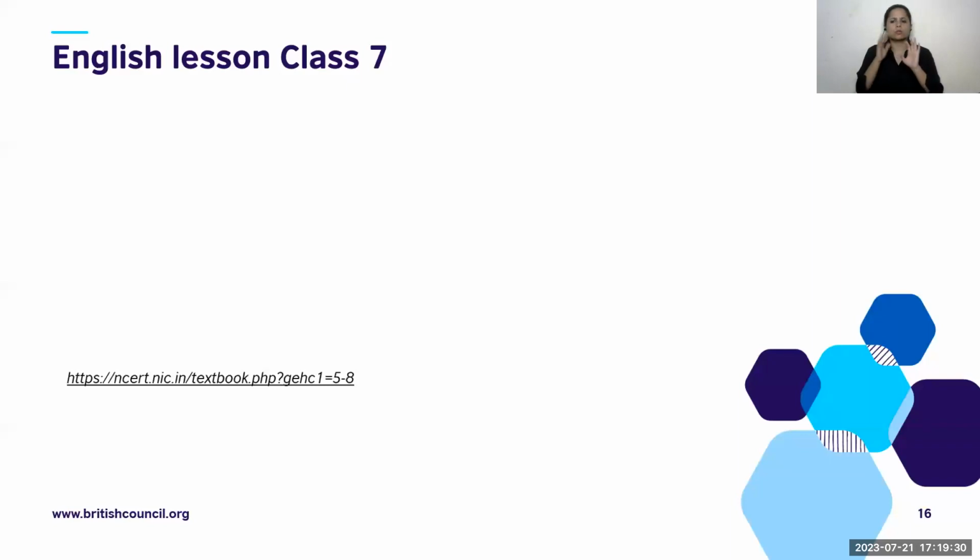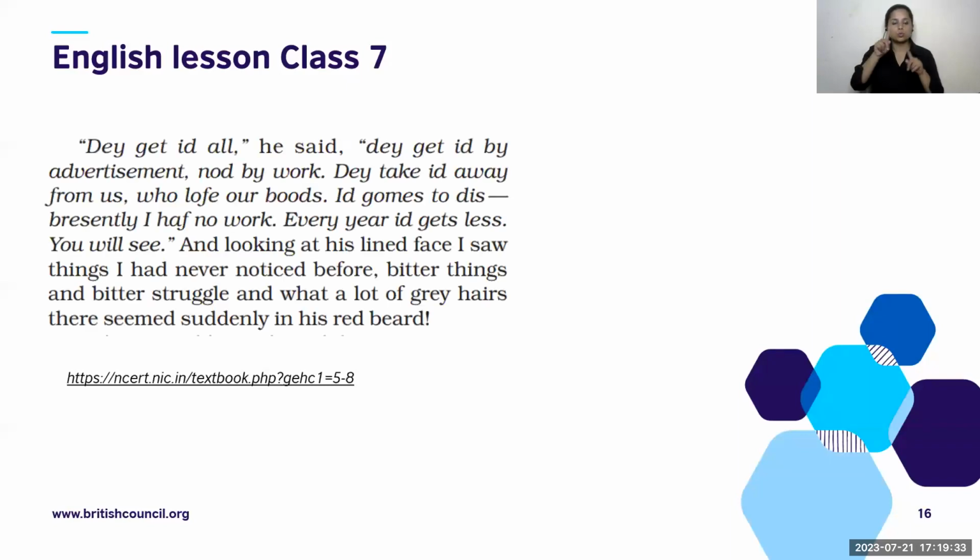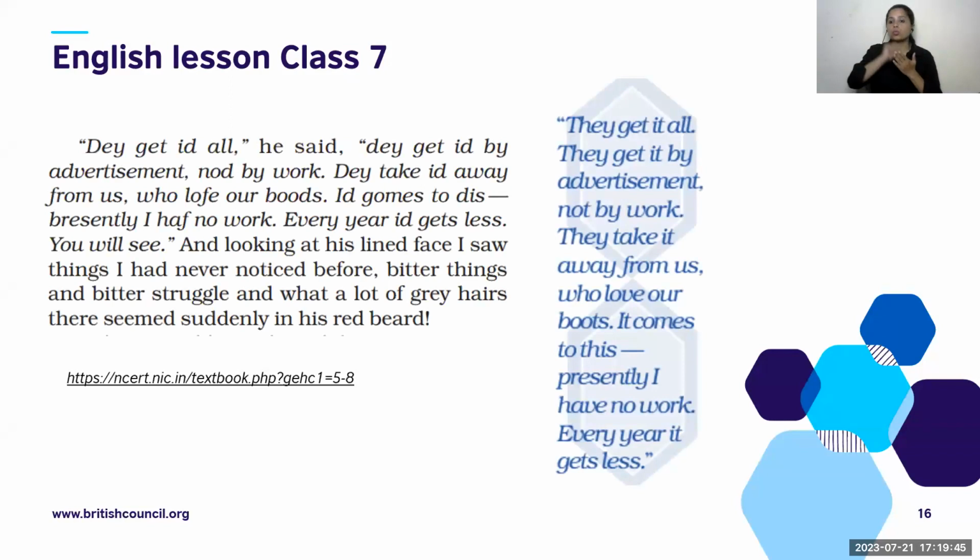This is a lesson about an excellent shoemaker who makes quality shoes, but then he loses all his business, and finally he dies of starvation. During the lesson, he tells the narrator about the big firms, he says, "They get it all. They get it by advertisement, not by work. They take it away from us. It comes to this. Presently, I have no work. Every year it gets less." Prophetically, when he says this, he does actually lose all his work and goes out of business.